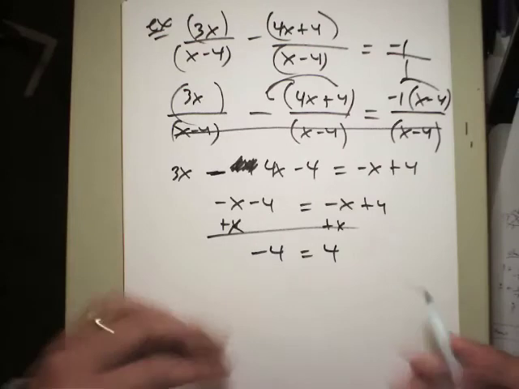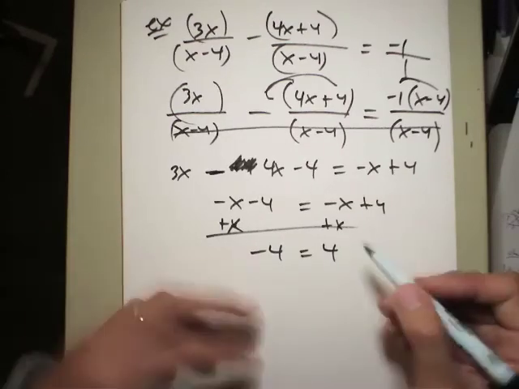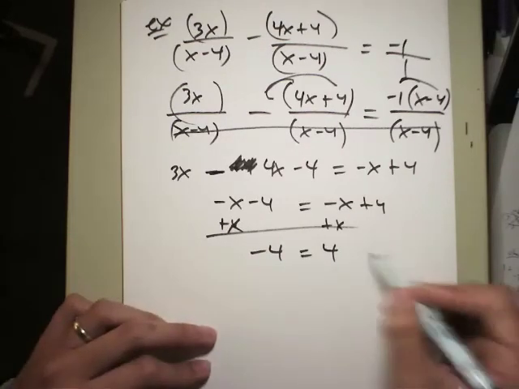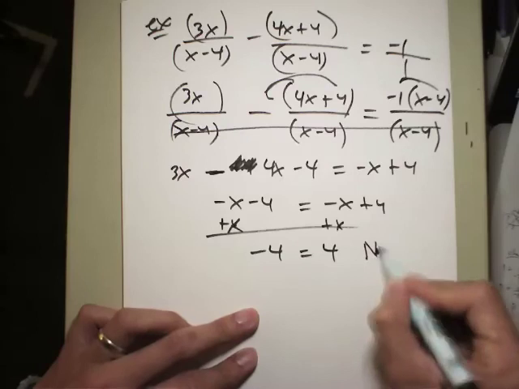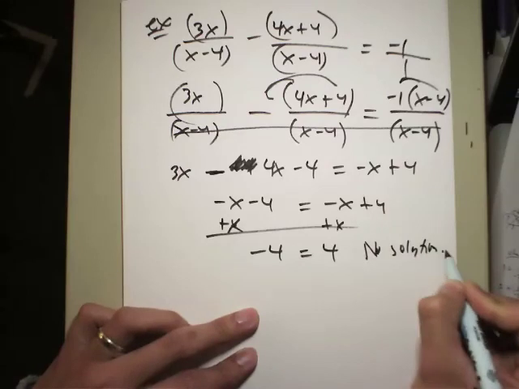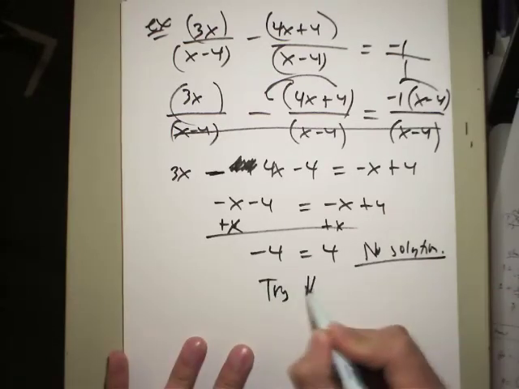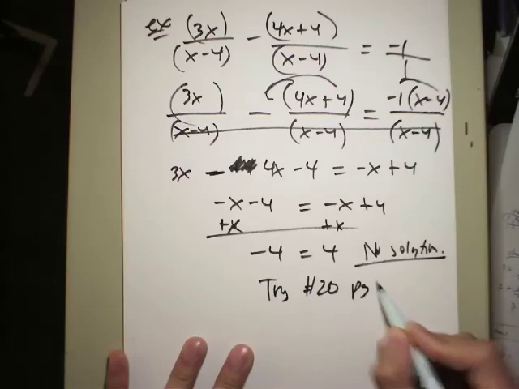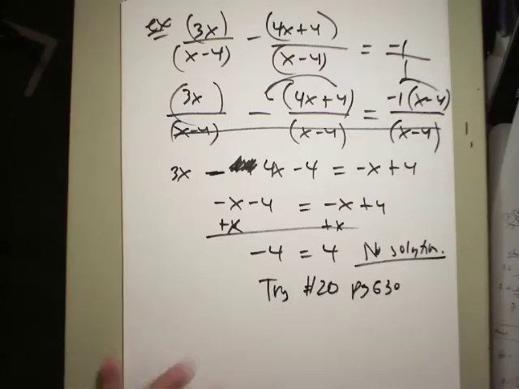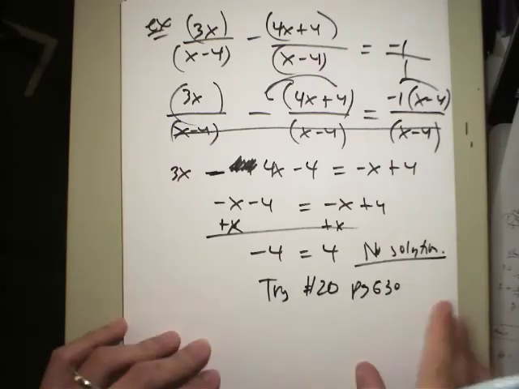All the variables are gone. Left hand side does not equal the right hand side. We have seen something like this before, and when this happens, we'll just say no solution for this one. Okay, very simple. So with that, I'd like you to go ahead and try number 20 on page 630 as well. And to wrap this up, I have one last example to show you.